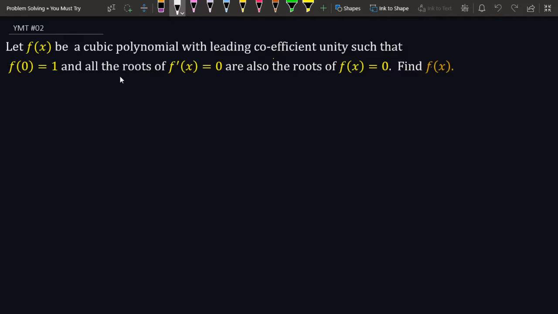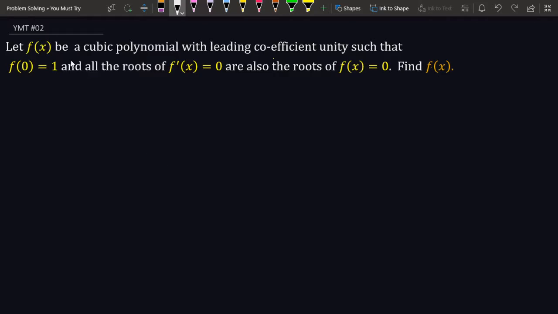The question simply says that there is a function f(x) which is a cubic polynomial with leading coefficient unity and such that f(0) is 1, and all the roots of f'(x) = 0 are also the roots of f(x) = 0. So we have to find that f(x). Alright, let's start solving it.